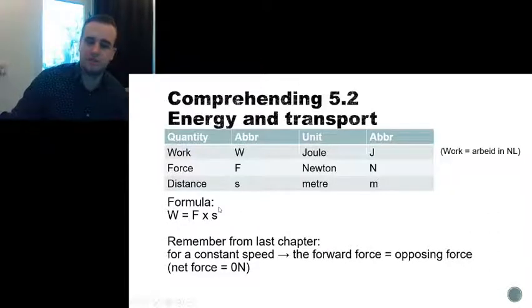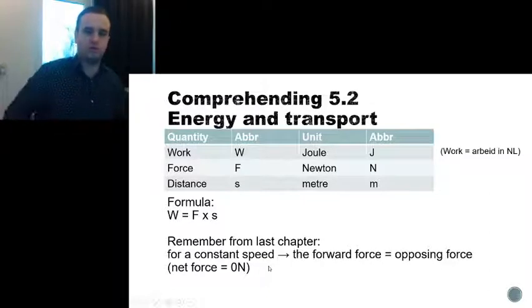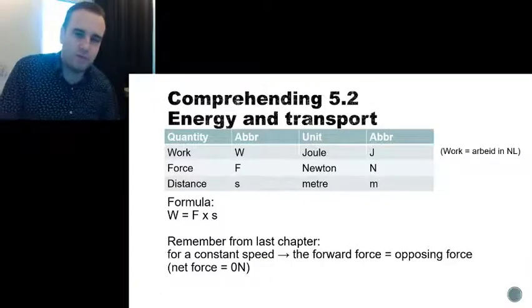Remember, if the distance is given in kilometers, 1,000 meter is 1 kilometer, or when it's given in millimeters, it's 1,000th of a meter, etc., etc. Same goes for force. We'll look at a couple of numbers when we get there. And also something you need to remember from last chapter: at a constant speed, the forward force is similar to the opposing force, and this can be very important.